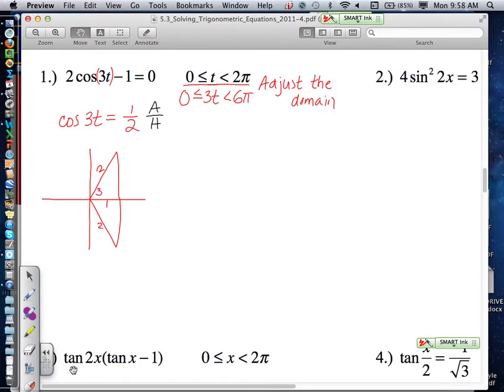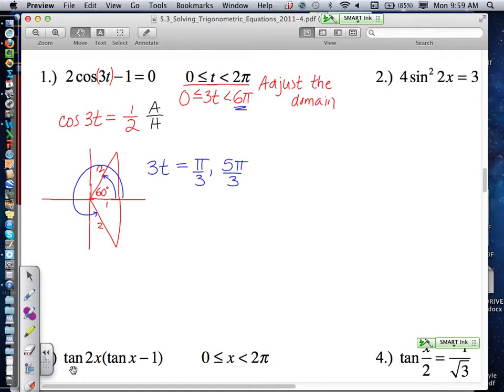So we know this little reference angle is 60 degrees, right here, or pi over 3. I'm going to start naming the angles, and I have to name the angles from 0 all the way to 6 pi. If I start here, the first angle that is equal to 3t is pi over 3. And then the next angle, this one, is 5 pi over 3. Then this is going to get a little bit messy. That takes care of all the angles from 0 to 2 pi.